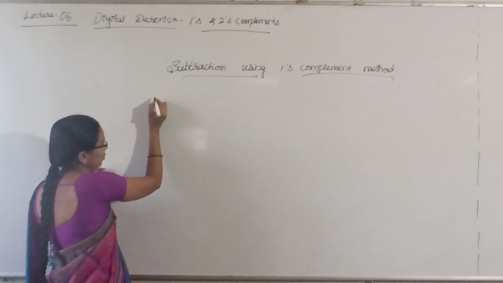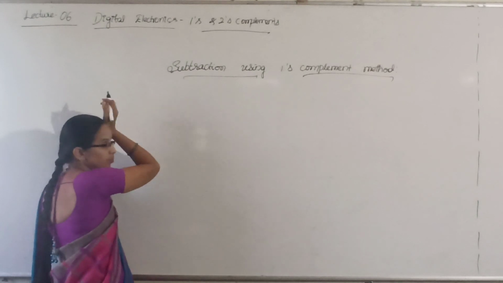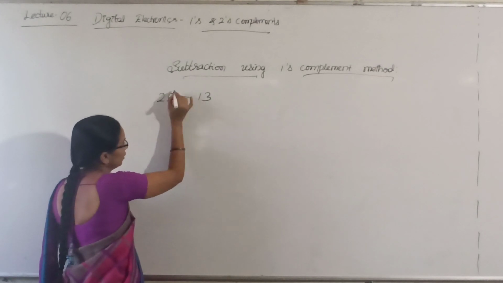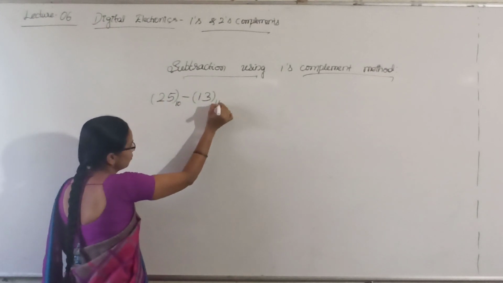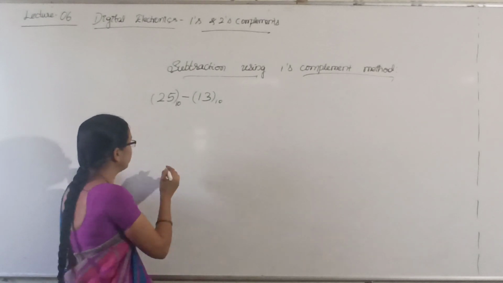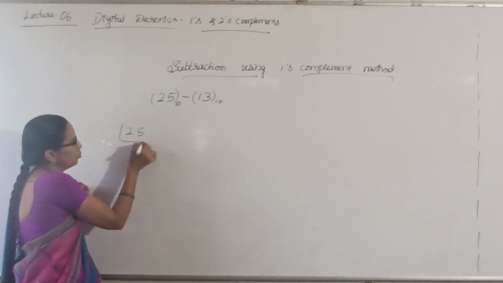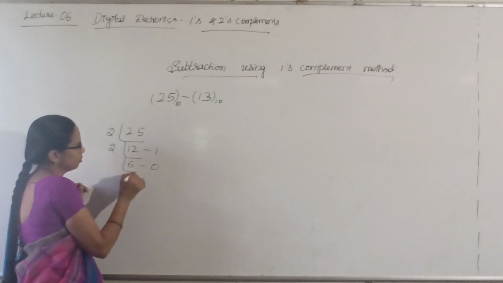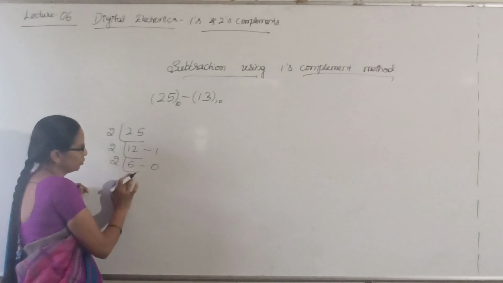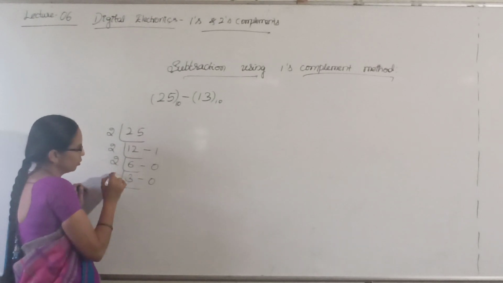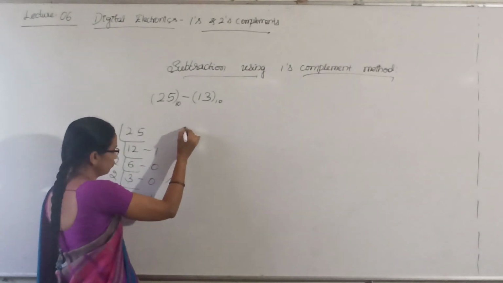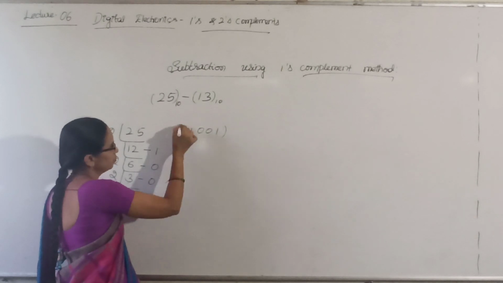We will take the 1's complement subtraction. I will take 25 minus 13. These are two decimal numbers I have got. So 25 I will convert. 2 12s are 1, 1 is the remainder. 2 6s are 0 is the remainder. 2 3s are 0 is the remainder, 2 1s are 1 is the remainder. If you go in this direction, 25 will be 1 1 0 0 1.